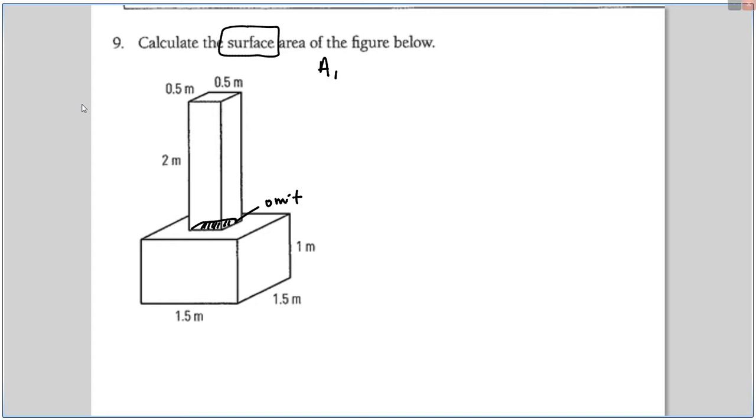Let's call area 1 right here, the top. Okay? What shape is that? A square. It has the same formula as a rectangle. 0.5 times 0.5. All right, and if we stay organized, we will have much success. 0.5 times 0.5, I'm getting 0.25. And I don't really care about the units right now. Like, if you skip the units right now, I don't care. But for the final answer, put in your units. Okay, now let's move on.